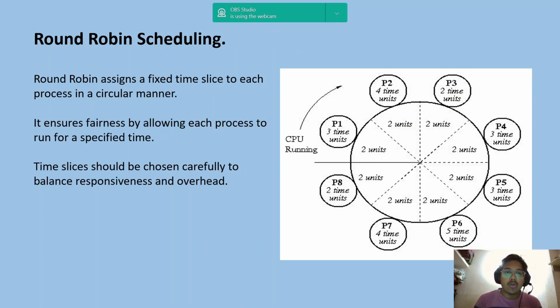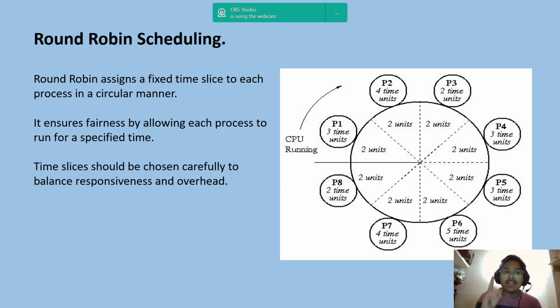Next process is round robin scheduling. Here it will fix a time slice for each process in a circular manner, right? If we are giving around 2 seconds, each process will run for 2 seconds, and it depends on how they enter the ready queue and how they will be executed. It totally depends on the ready queue.